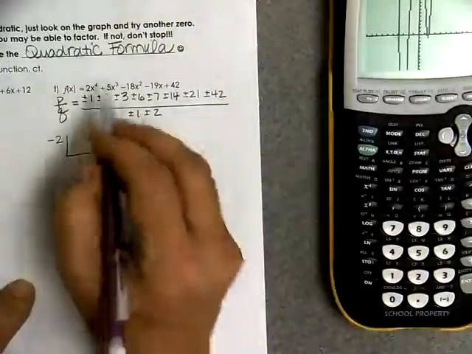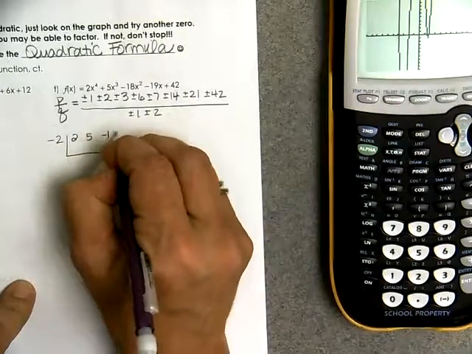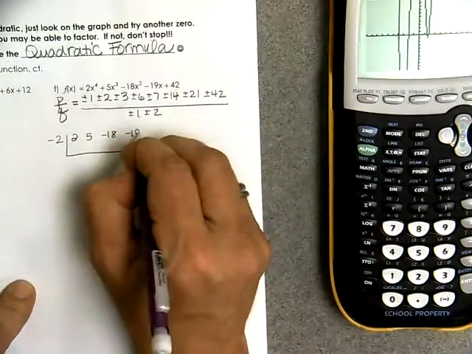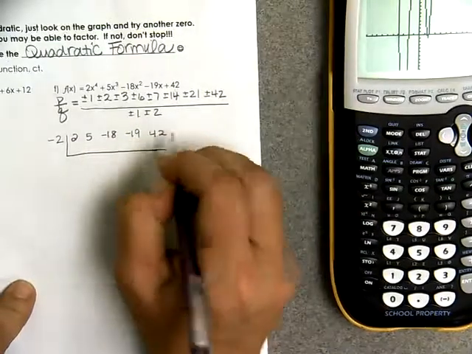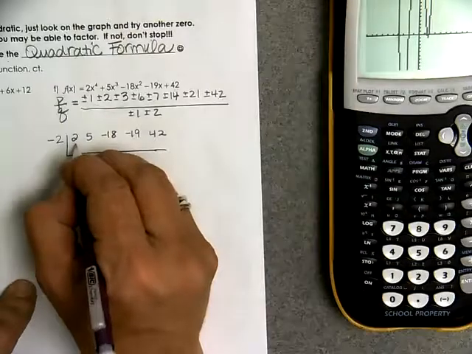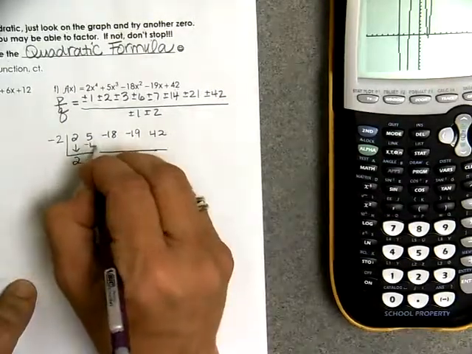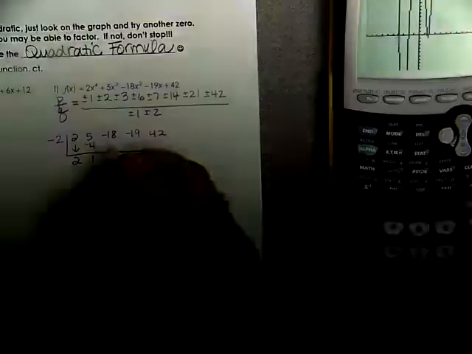So if we try -2 with these coefficients, 2, 5, -18, -19, and 42, again, we're going to hope that we get a remainder of 0.